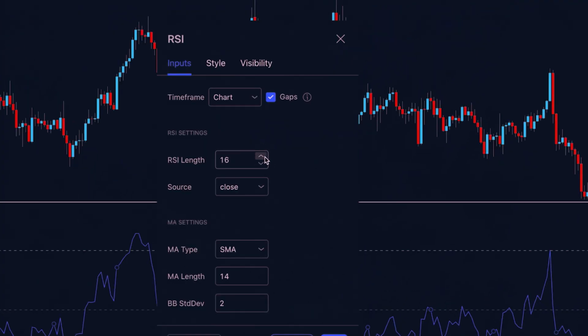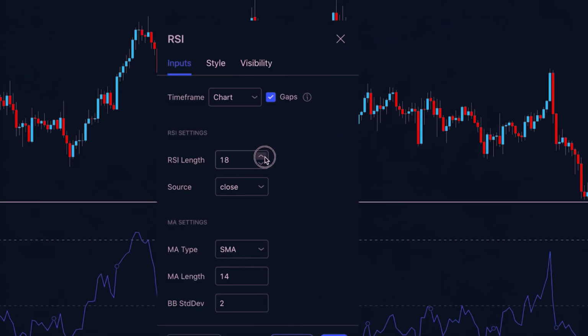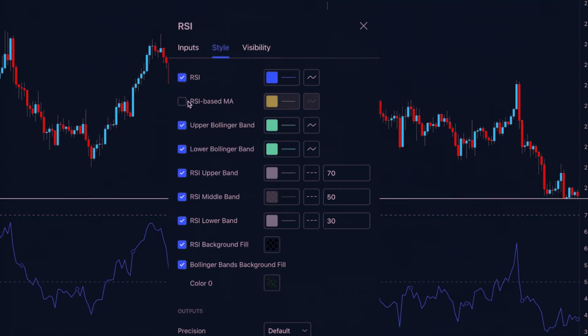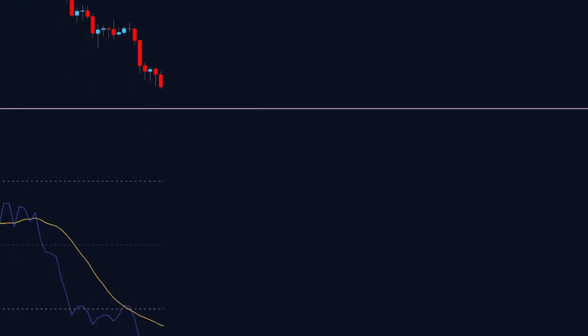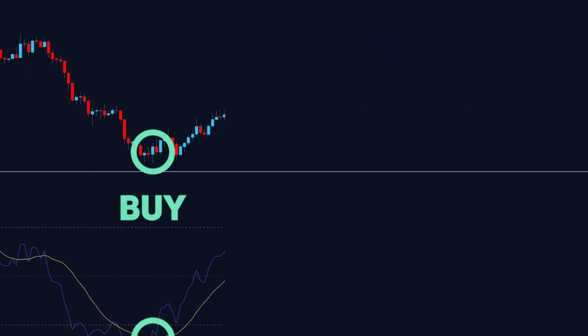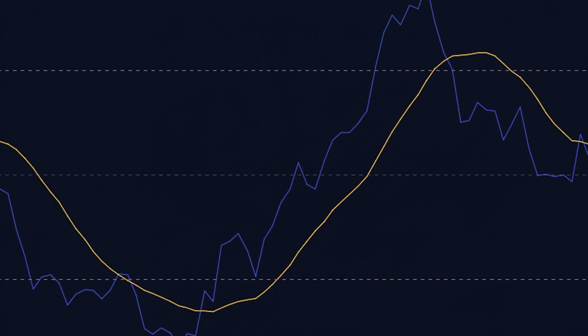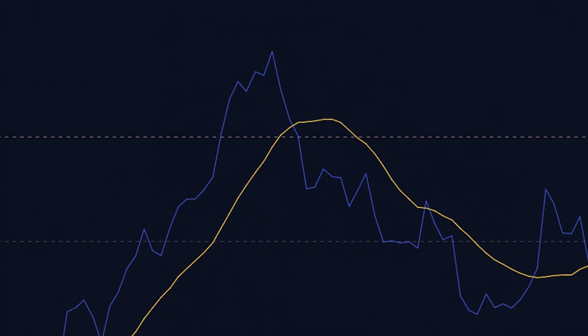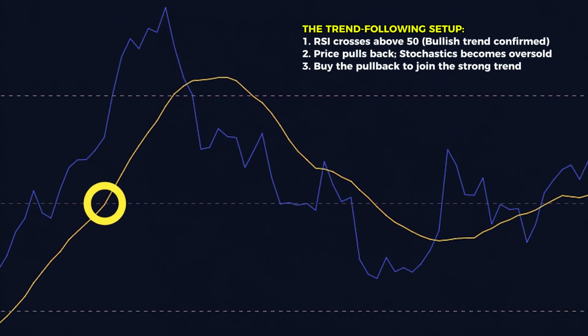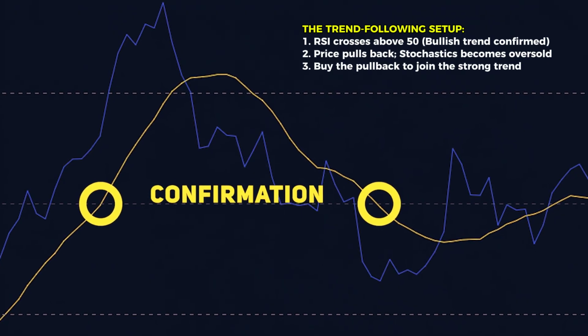To execute high-probability trend-following trades, we combine this 50-line filter with another simple indicator, the stochastics oscillator. When we see the RSI cross above 50, confirming a bullish trend, we do not buy immediately. We stay patient and wait for the price to pull back, causing the stochastics to drop into the oversold zone. Once the stochastics is oversold within a bullish RSI trend, we buy. This allows you to join strong trends at the absolute cheapest price.